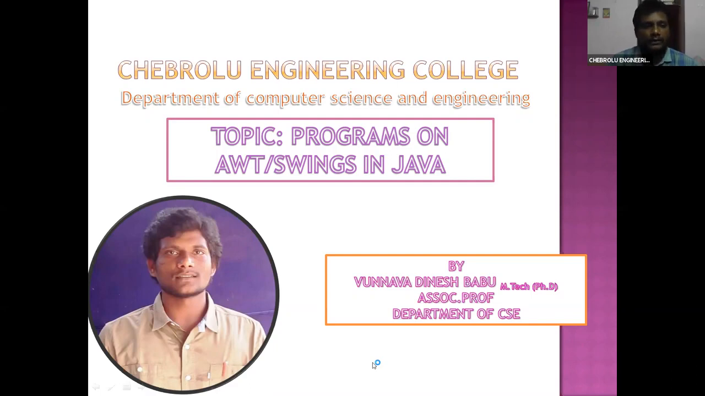As we all know, we have already completed 2 sessions. In the first session, we discussed the introduction of Abstract Window Toolkit and Swing. We went through all the introduction of AWT and Swing. And in the second session, we saw a simple program which contains some labels, text fields, password fields, and buttons. All these things were developed by using the AWT package.